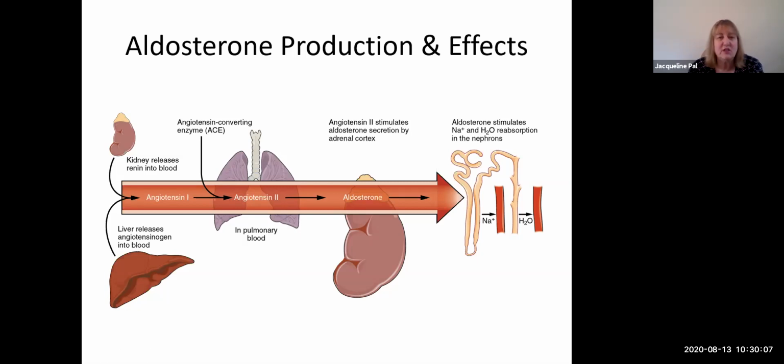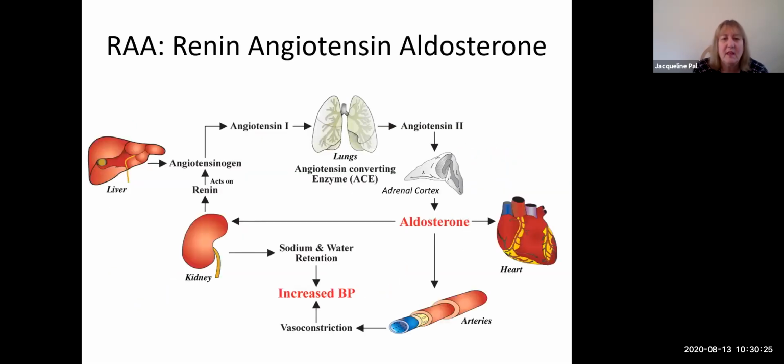And the role of angiotensin 2 is when it travels to the adrenal cortex, it stimulates aldosterone to be secreted by the adrenal cortex. And then the aldosterone has the effects, some of which you've learned about already, about sodium and water reabsorption. So let's put it all as a circle rather than linear at this point so that you can see this is all going to be related.